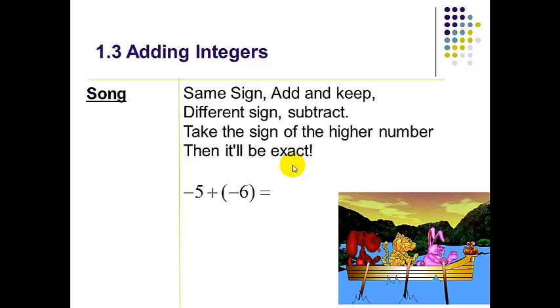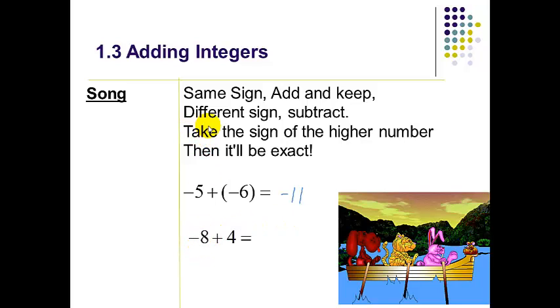So let's take a look at a problem. Same sign. I have a -5 plus a -6. So I'm at this first line. Same sign, I'm going to add and keep. A negative and a negative. I just add 5 plus 6 is 11. And then I'm going to keep the sign. So -11.